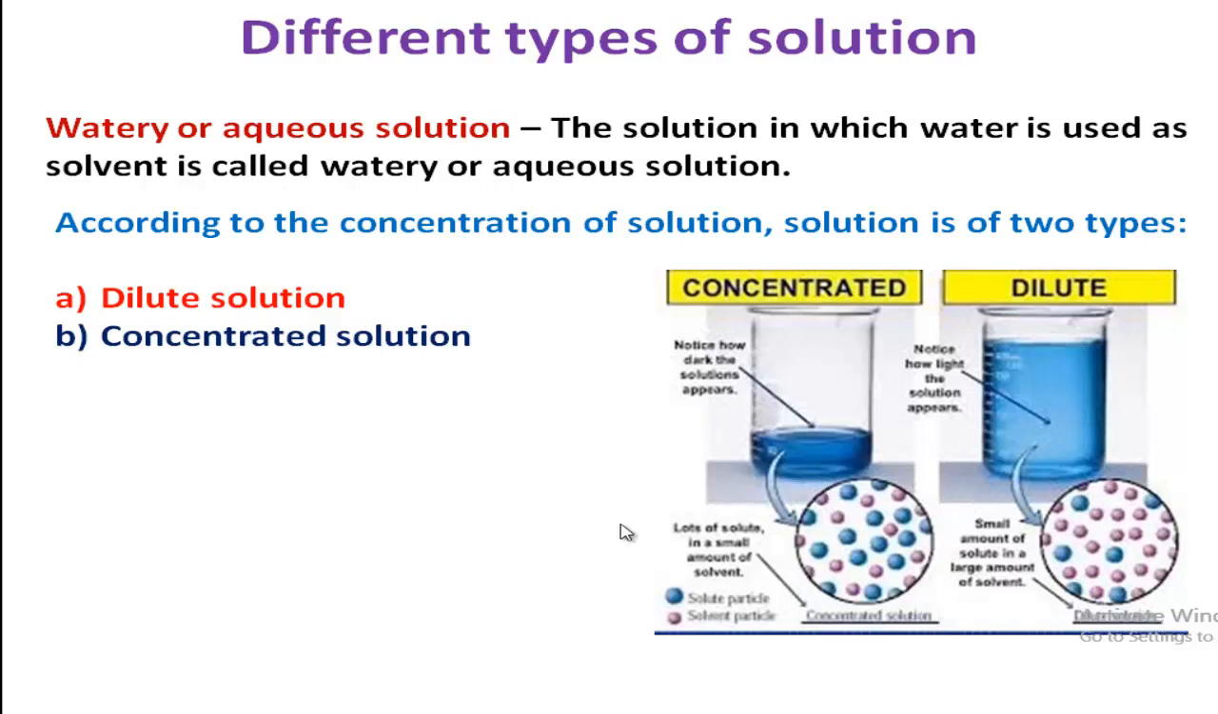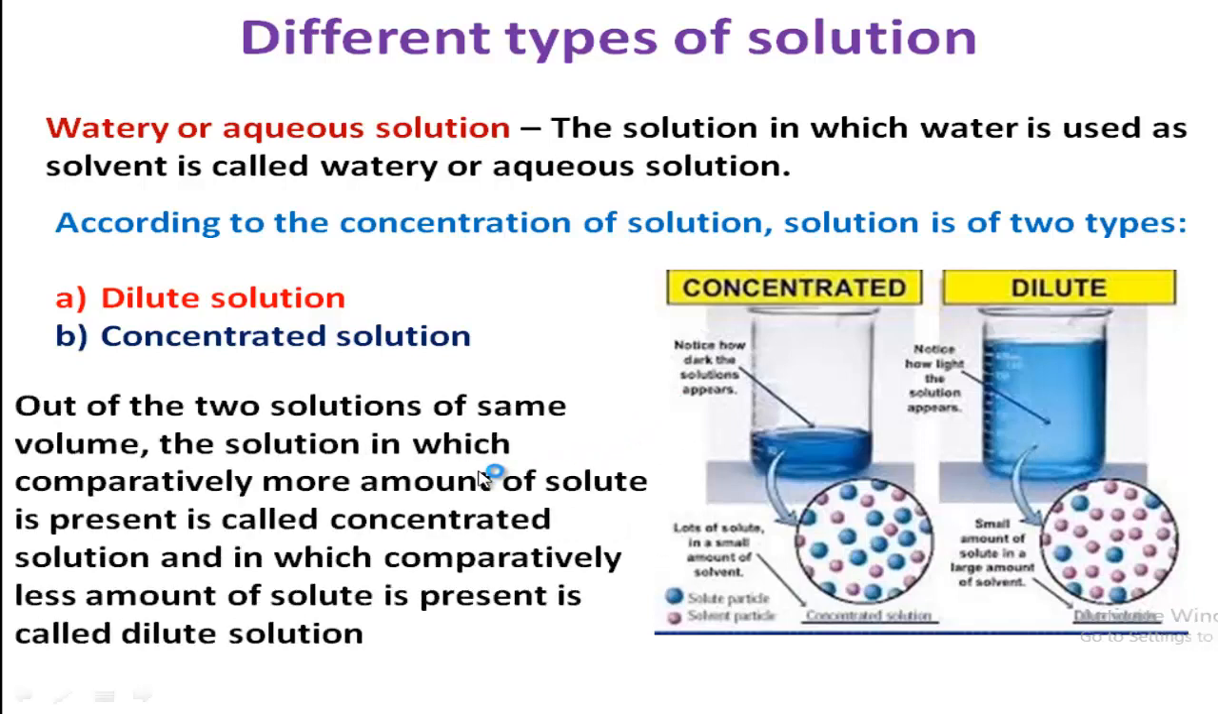So how can we define concentrated or dilute solution? Follow. Out of two solutions of same volume, that means the amount of solvent will be same, the solution in which comparatively more amount of solute is present is called concentrated solution, and in which comparatively less amount of solute is present is called dilute solution.